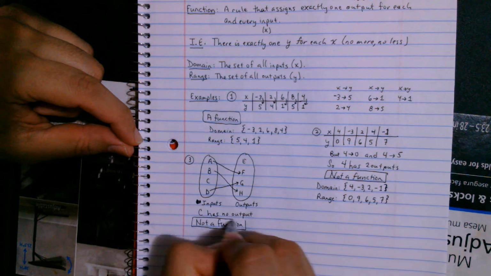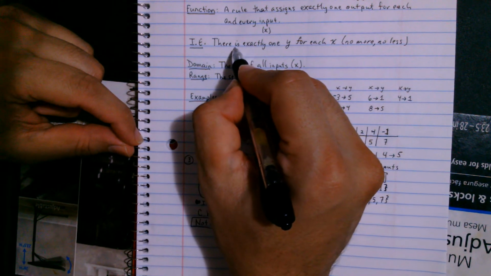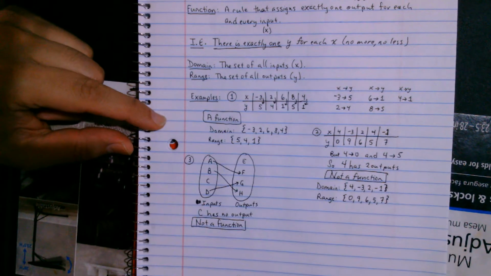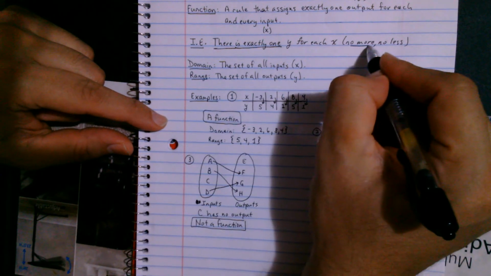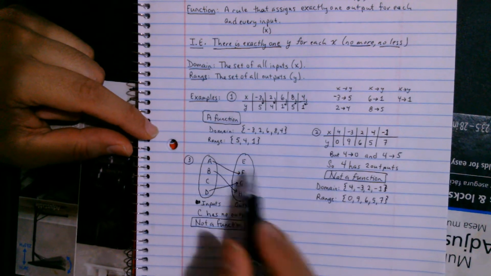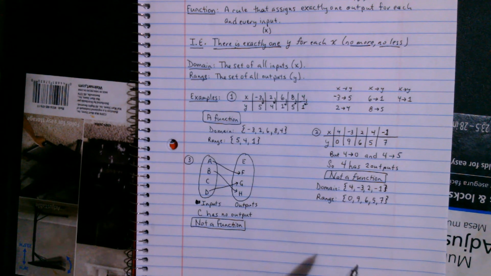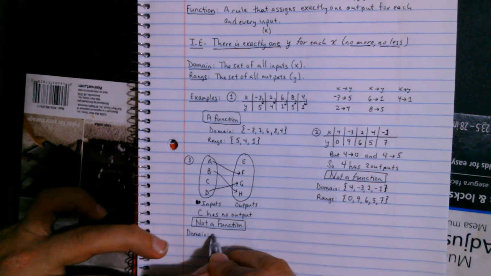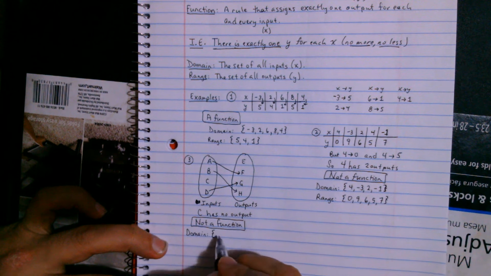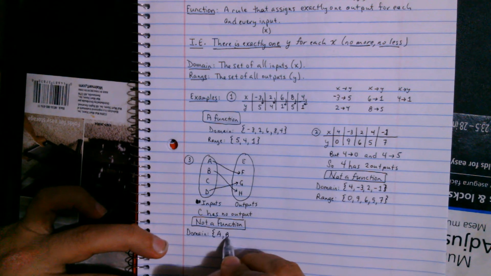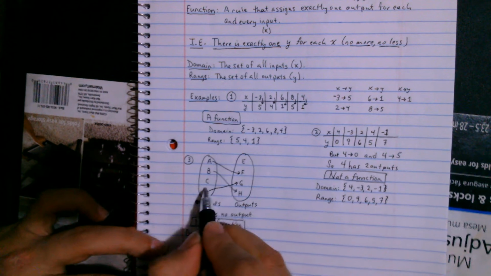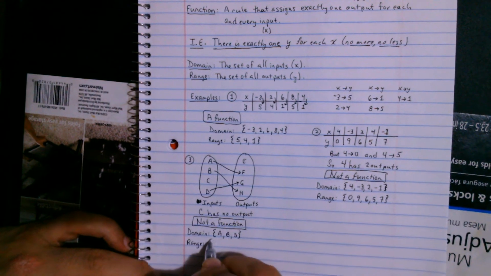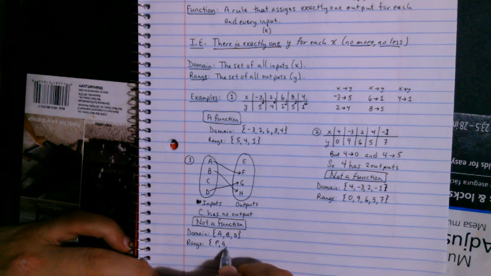So every input has to have one output. There is exactly one y for each x. No more, no less. So every x has to have a y, and no x can have more than one y. So while I wouldn't ask for domain here, if it's not a function, I think your computer does. So the domain is A, B, and D, because C has no output. And the range would be F, G, and H.